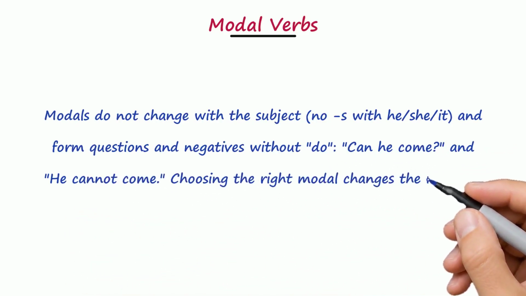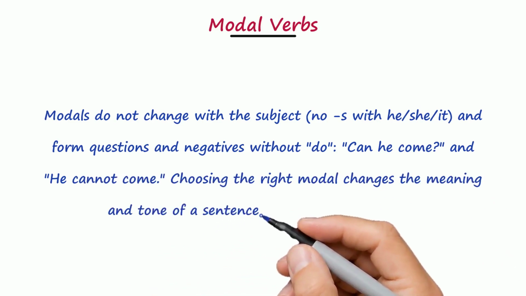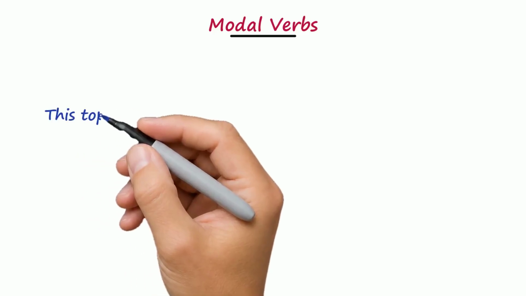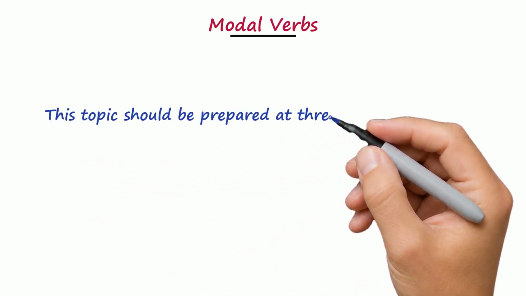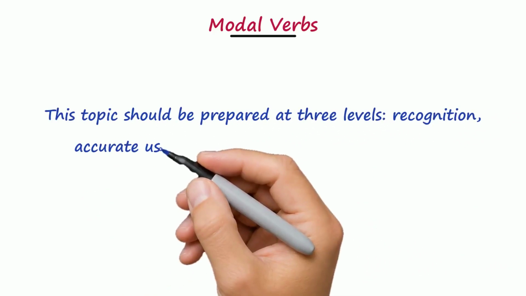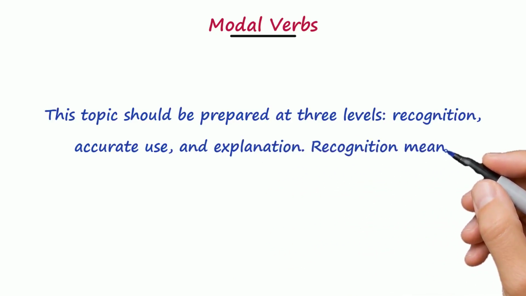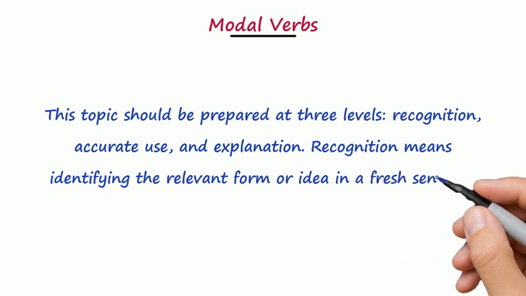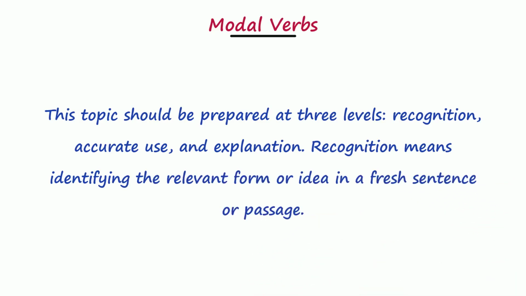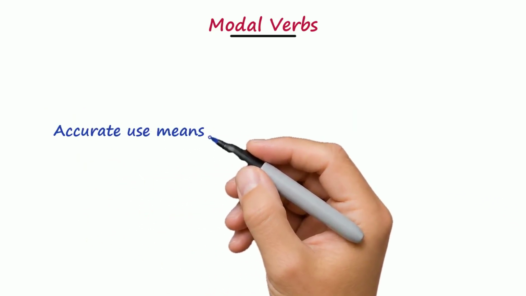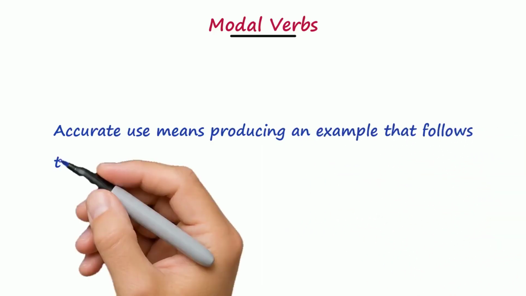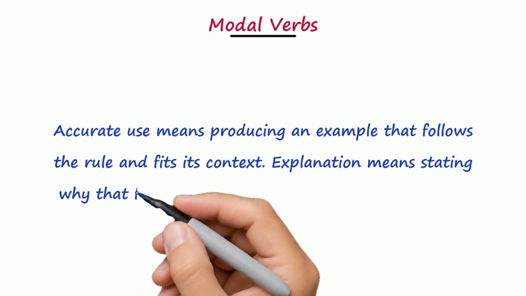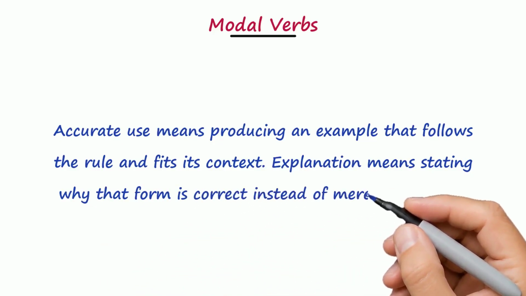Choosing the right modal changes the meaning and tone of a sentence, so use them with care. This topic should be prepared at 3 levels: recognition, accurate use, and explanation. Recognition means identifying the relevant form or idea in a fresh sentence or passage. Accurate use means producing an example that follows the rule and fits its context. Explanation means stating why that form is correct instead of merely naming it.